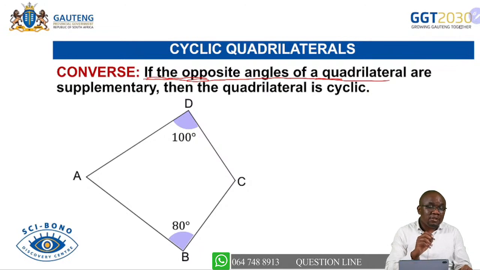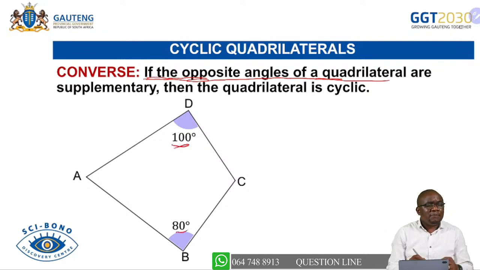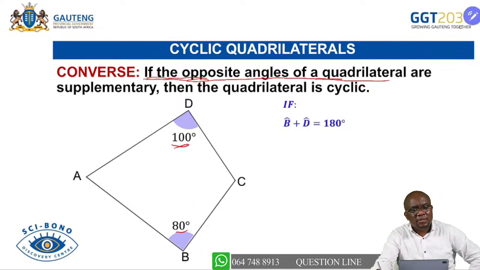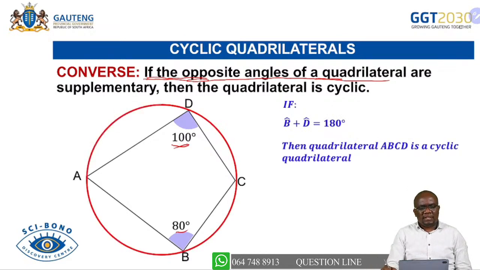Do you see here I've got a quadrilateral ABCD. I didn't say it's cyclic, but now if it has angles like these ones, where you say 100 plus 80, then this is cyclic. Then you can conclude and say it's cyclic. That is the converse of that theorem, okay?